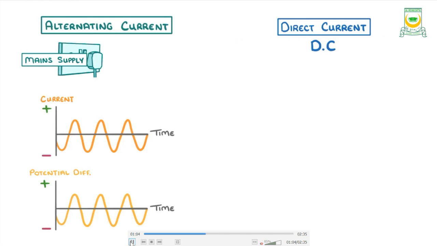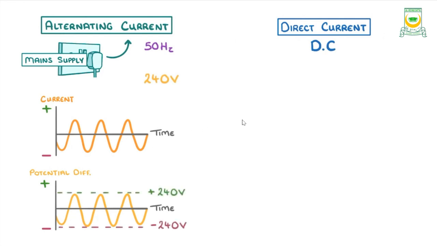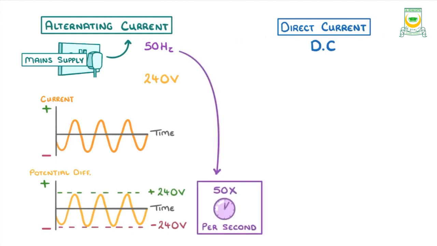Mostly in our country, we have around 50 Hertz for the frequency of this alternating current, and around 240 volts. What does it mean? Take a look at this graph. It means that around positive 240 volts of potential difference flows. The negative one also happens. And this frequency of around 50 Hz means that the current will flow 50 times per second. Remember, the current will always be at the same rate.